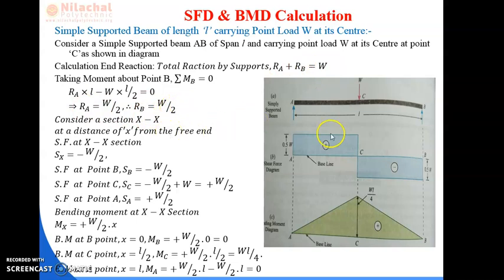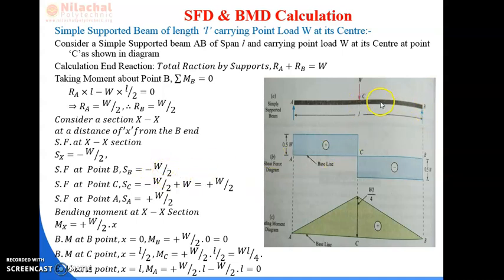Then go for calculation of the shear force diagram. Now we have seen that taking a section XX from B at a distance of X, we get Sx equal to minus Rb, that is minus W by 2. Moment is equal to Rb into X, that is W by 2 into X, which is positive. Now the shear force at point B: there will be a single load, Rb, which is upward, hence it is minus W by 2.